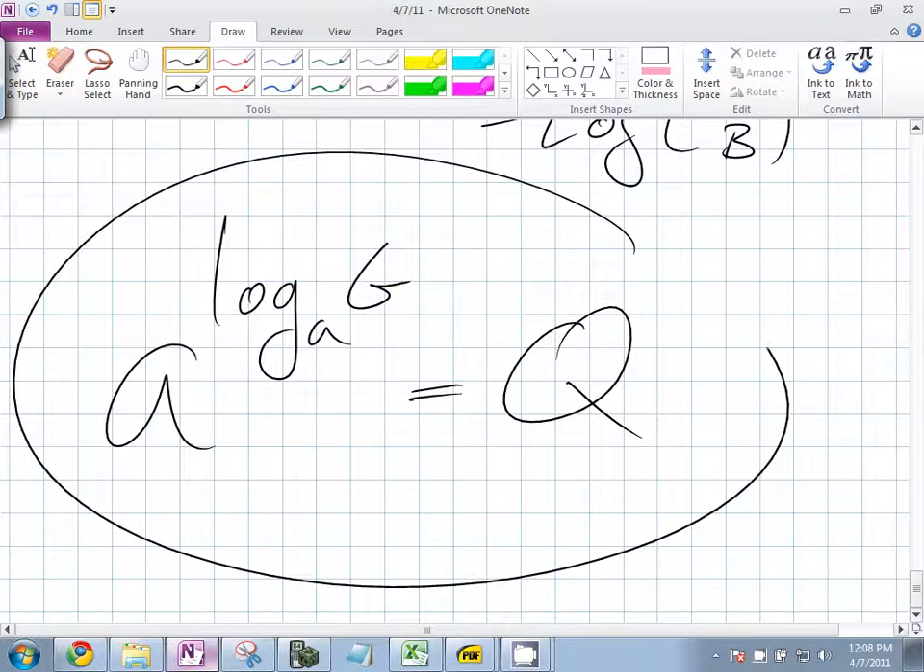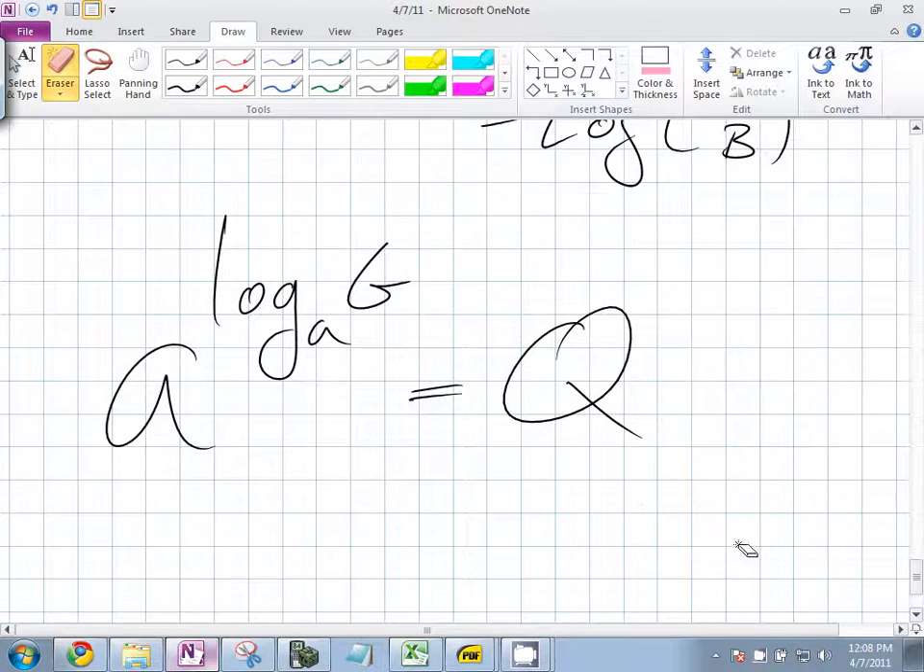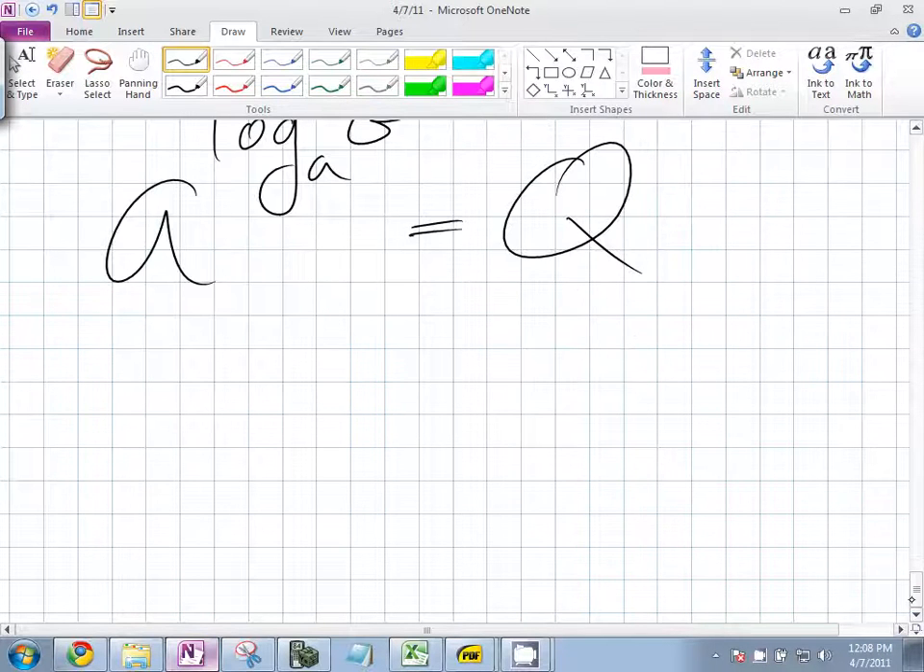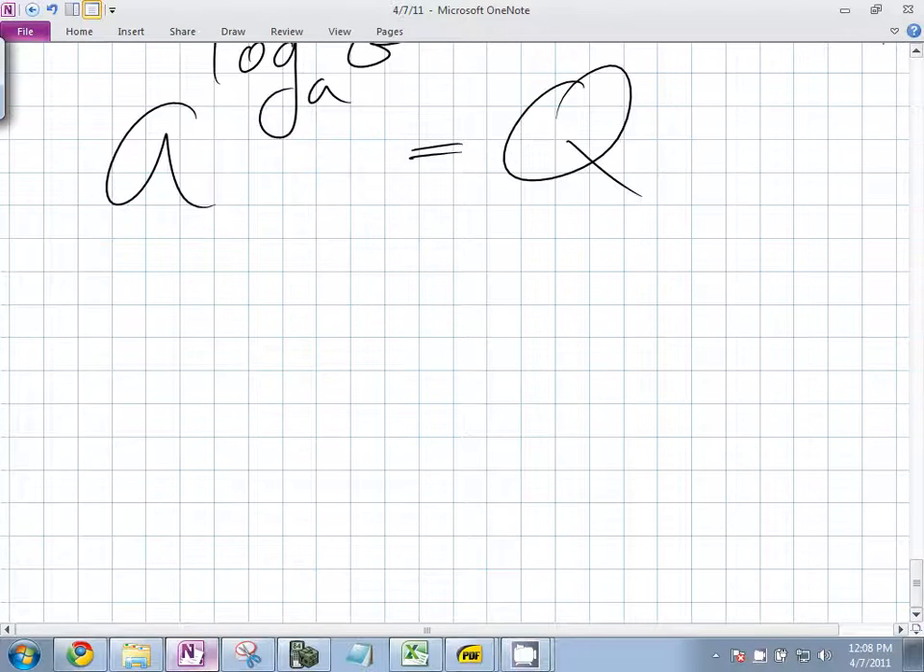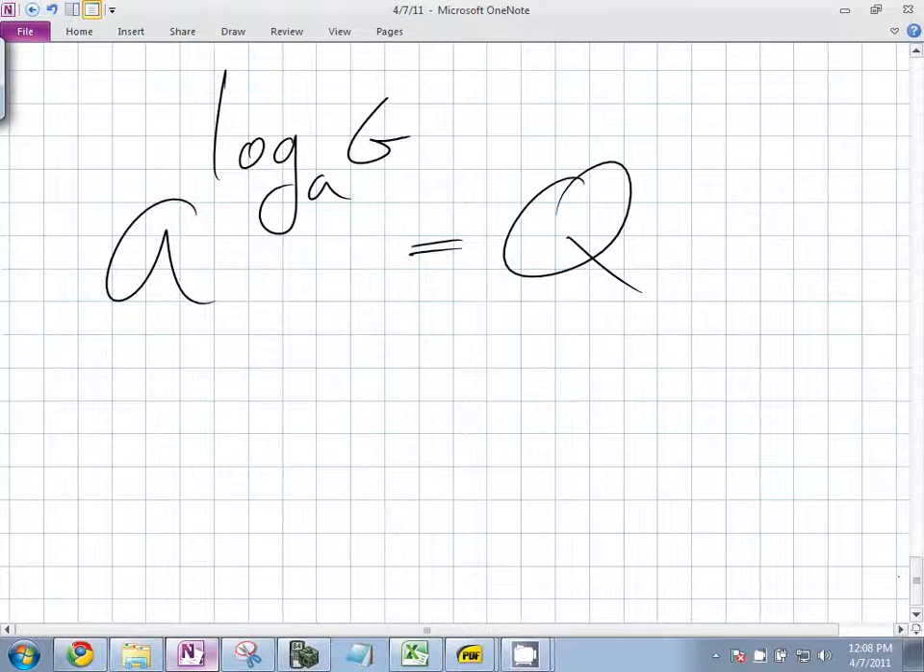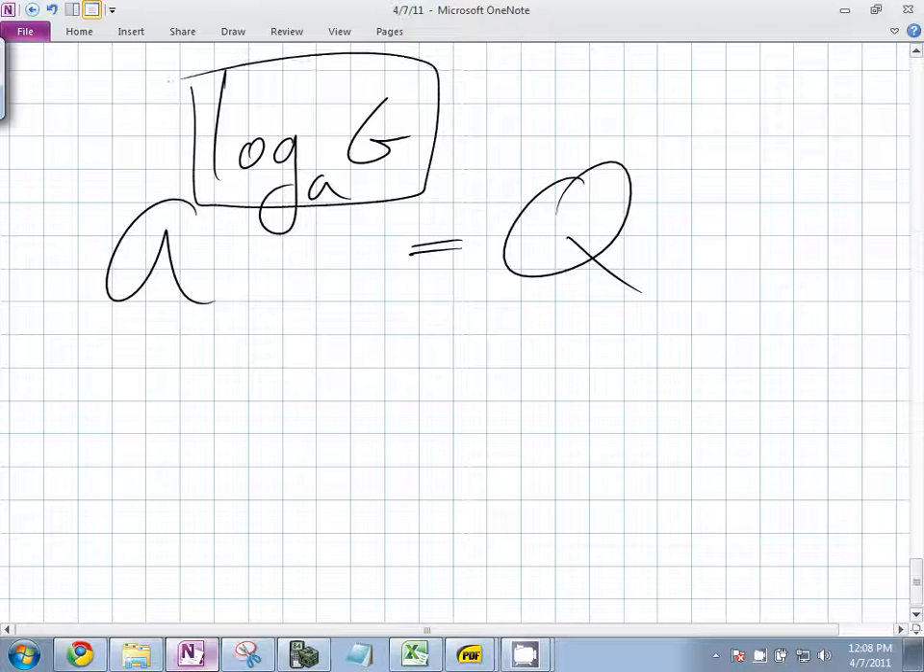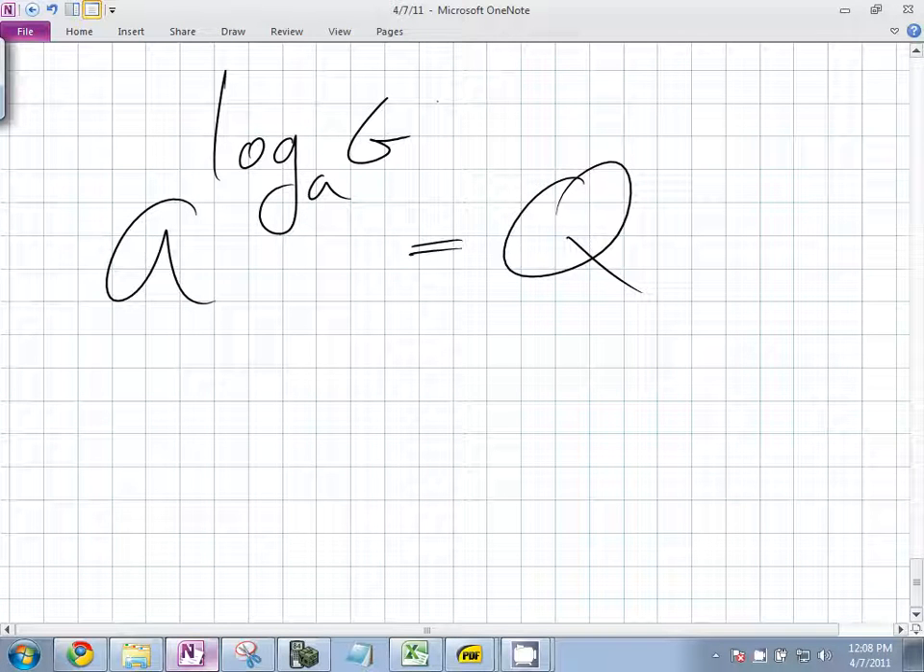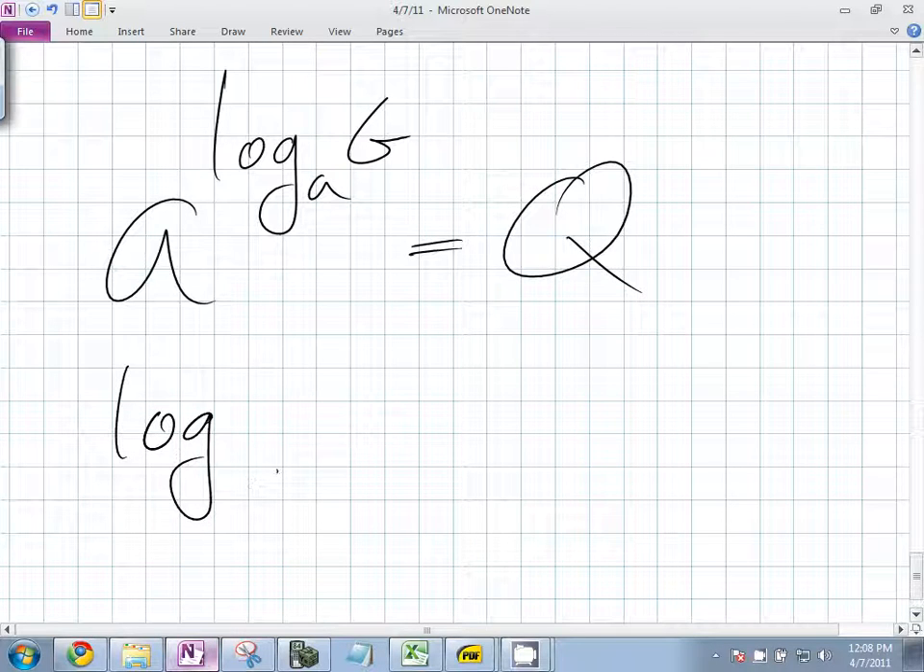Overall, is this a log or an exponential equation? Overall. It's an exponential with a log in it, right? So this is exponential. Let's translate it into log form. Can someone raise your hand and tell me what this would be in log form? This is one thing. That's the exponent. So keep that in mind. What does this turn into? Base of Q.